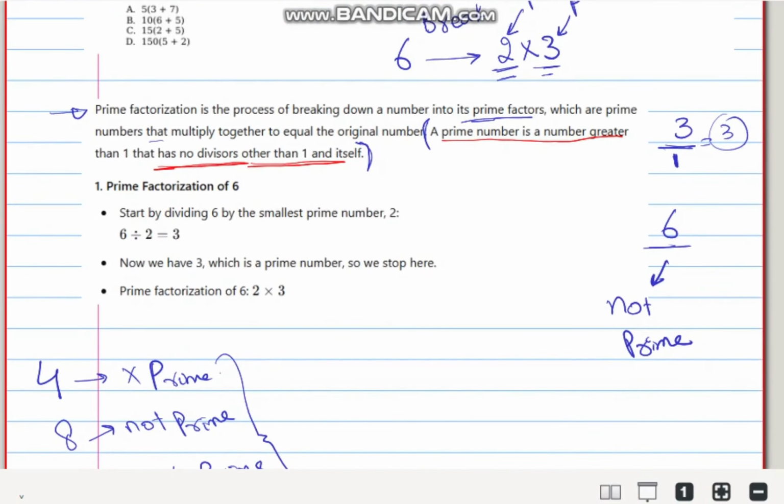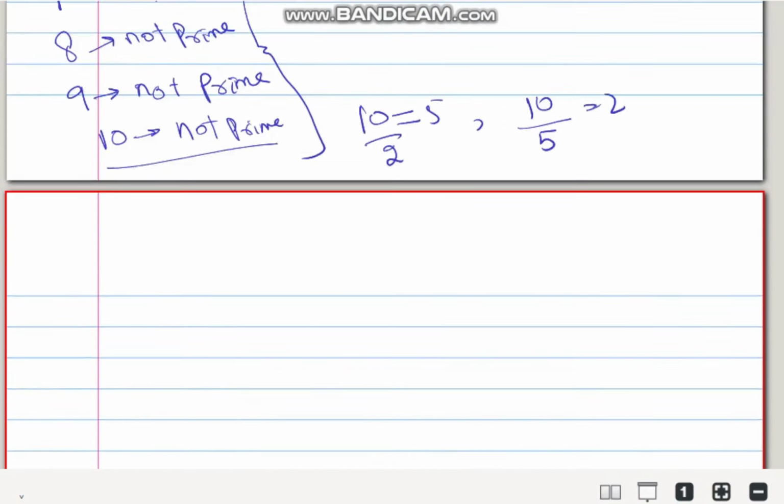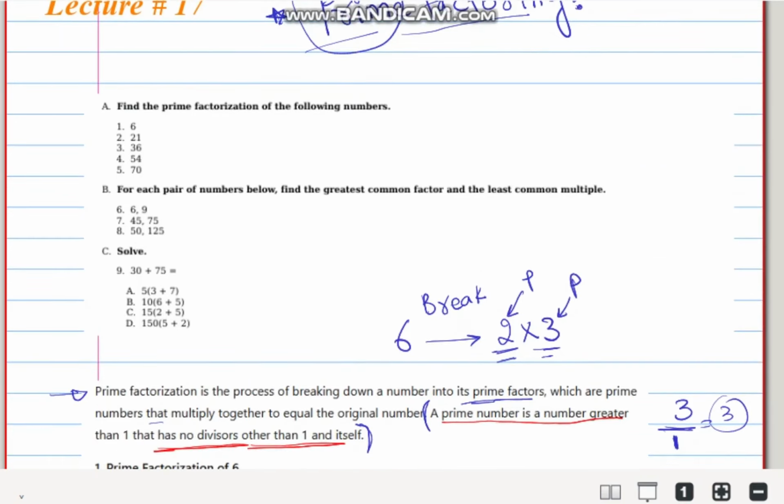So basically, today we have some questions. We have to find the prime factorization.